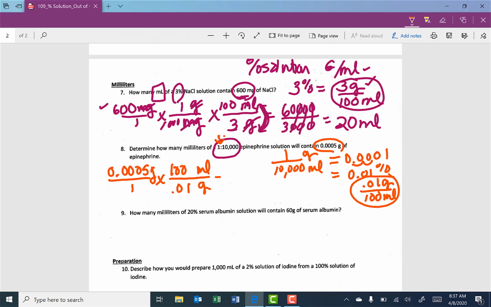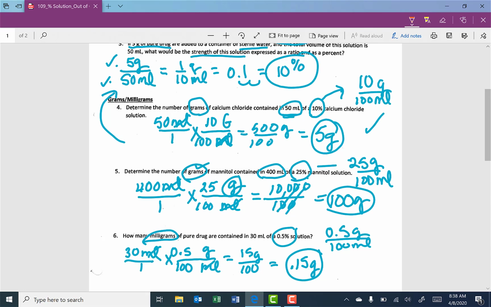So we end up with 0.5 over 0.01, which equals 5 milliliters, because your grams cancel. So for this solution, if it has this 0.005 grams, you would have to add it to 5 milliliters of solution in order to get this percent strength, written as a different way with a colon. Okay, let's try another one.